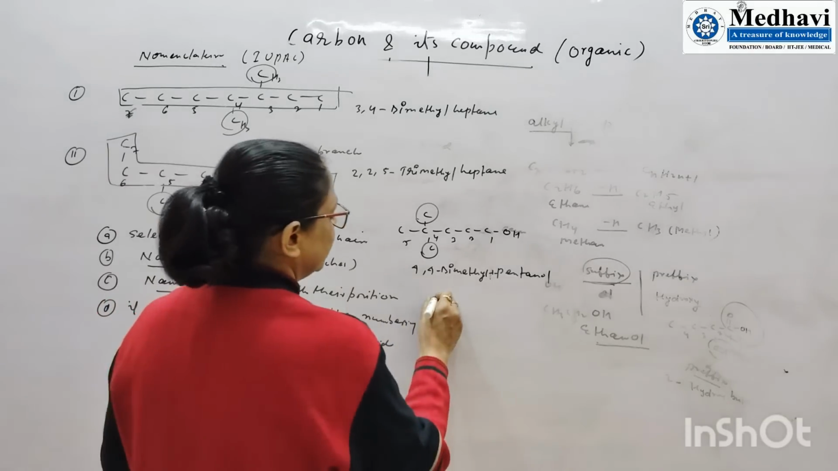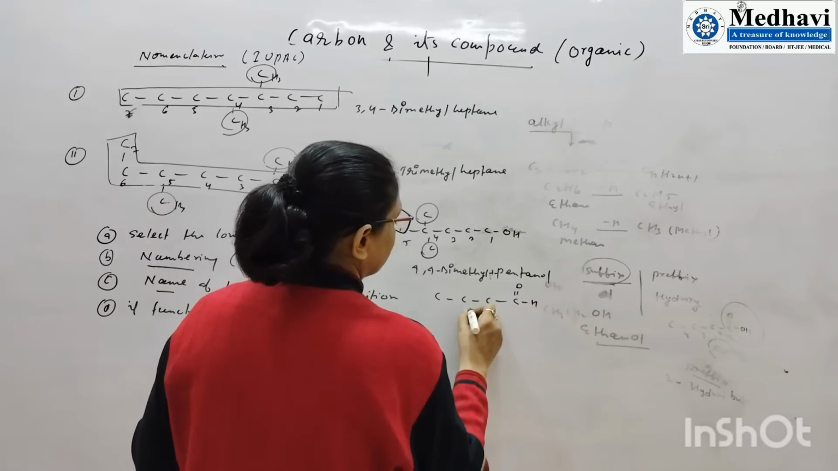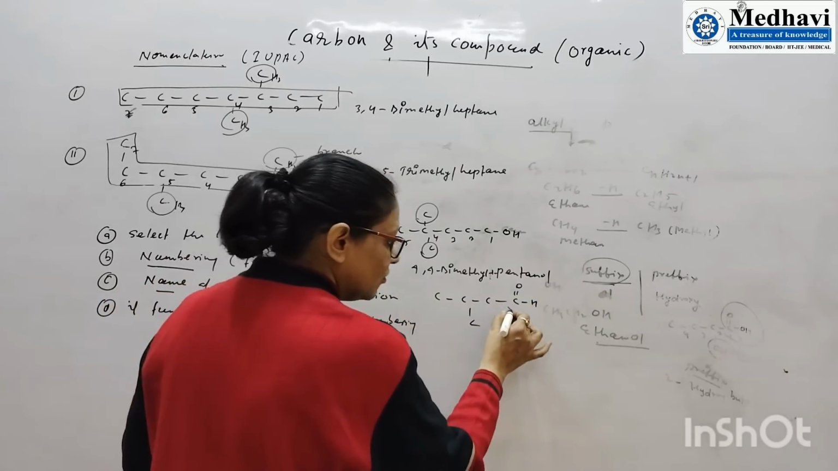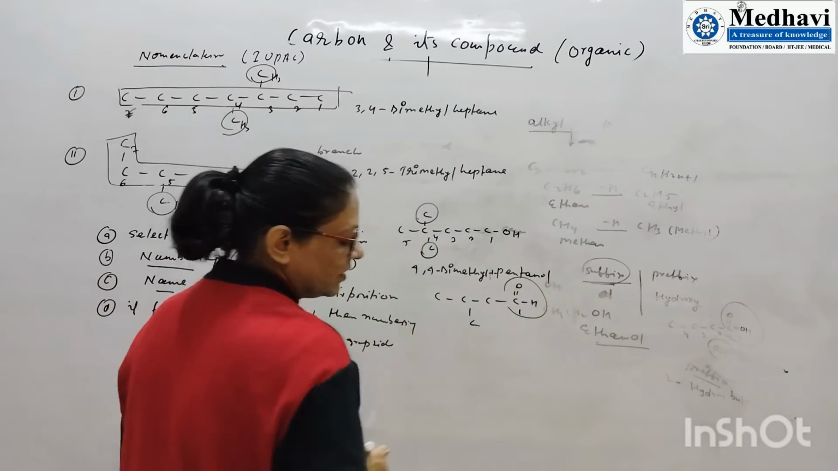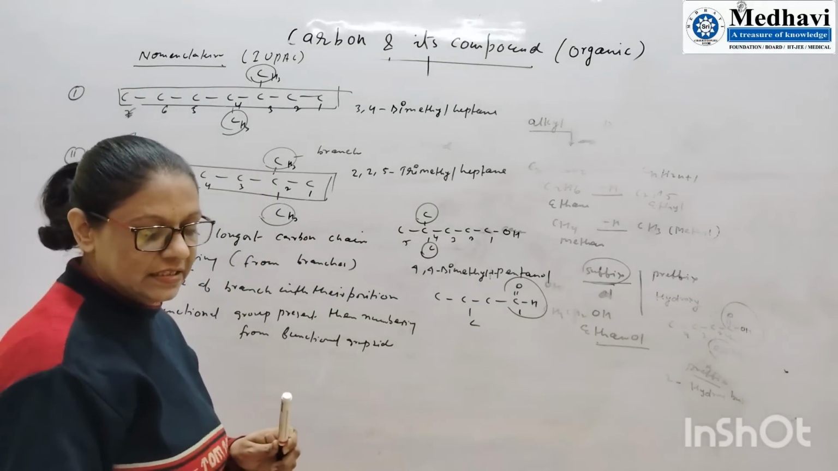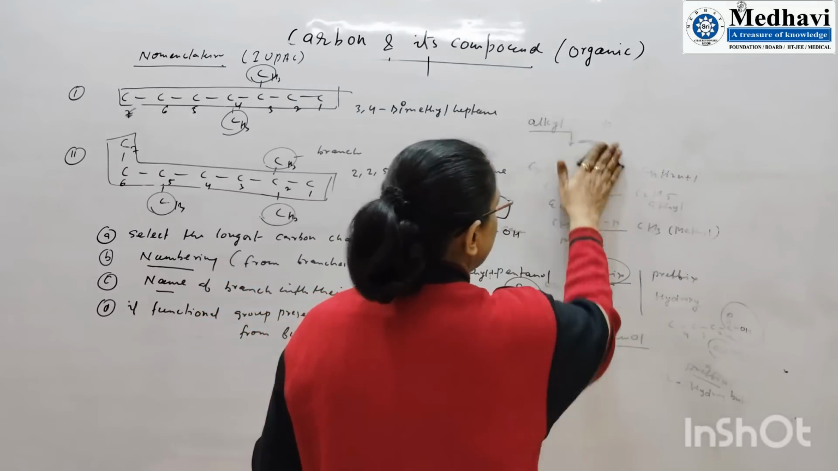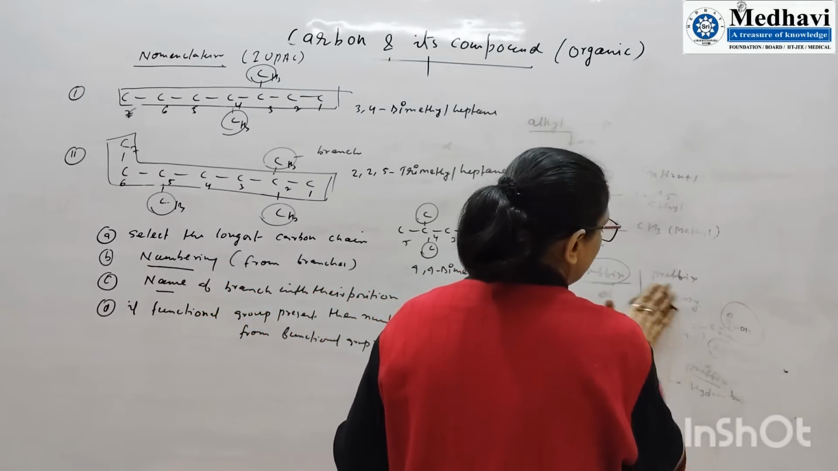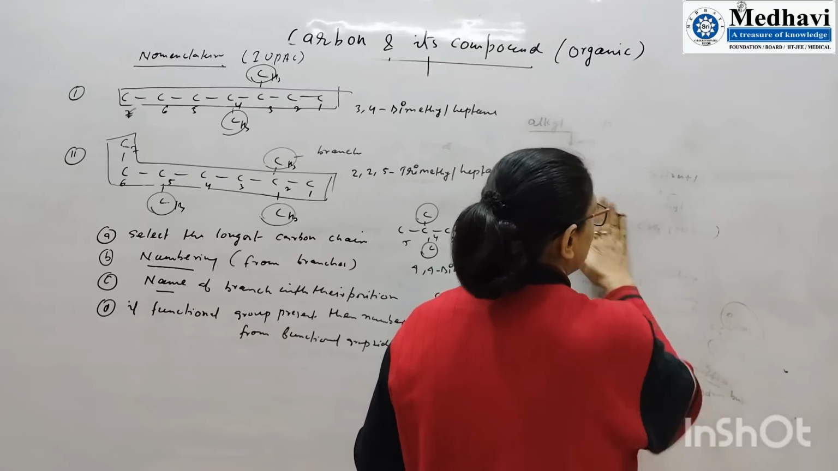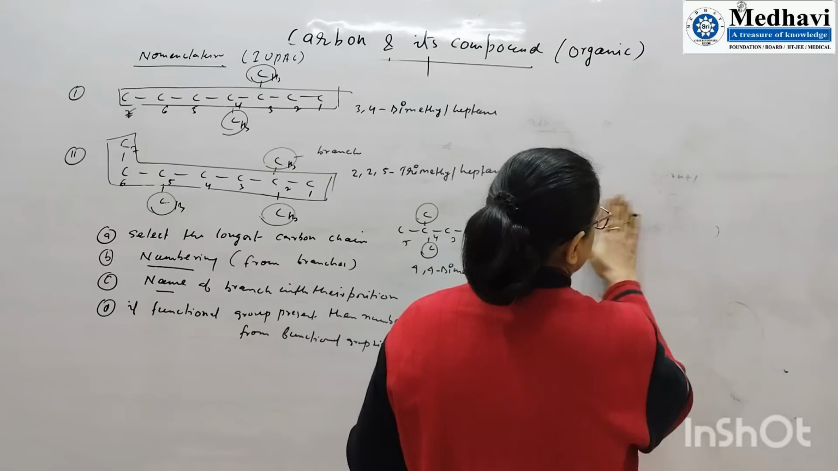Suppose this is the compound, another compound. Here the functional group carbon is considered as the first carbon. That is very, very important, that in some cases we have to number the functional group carbon also. That is a very, very important point.